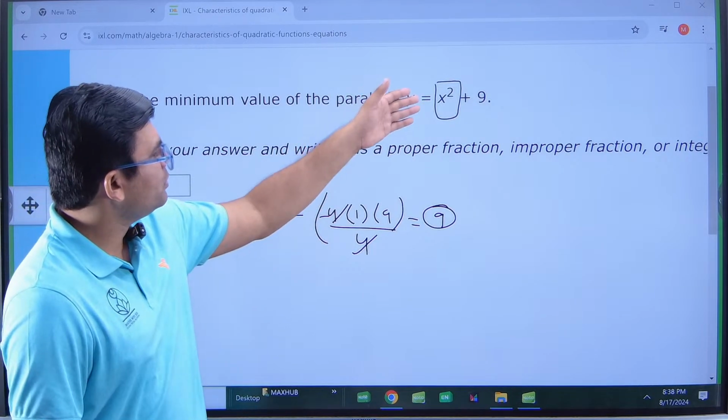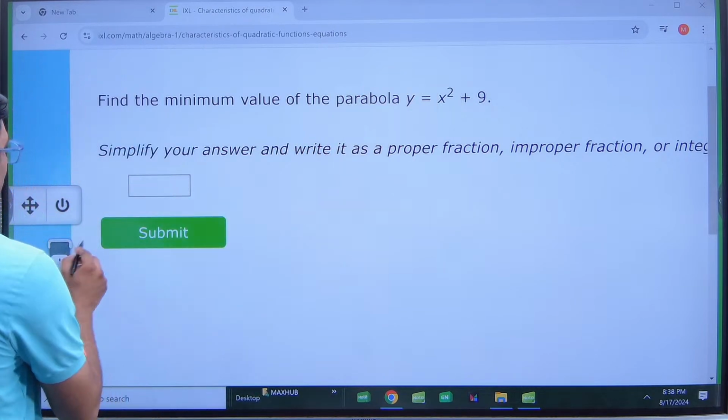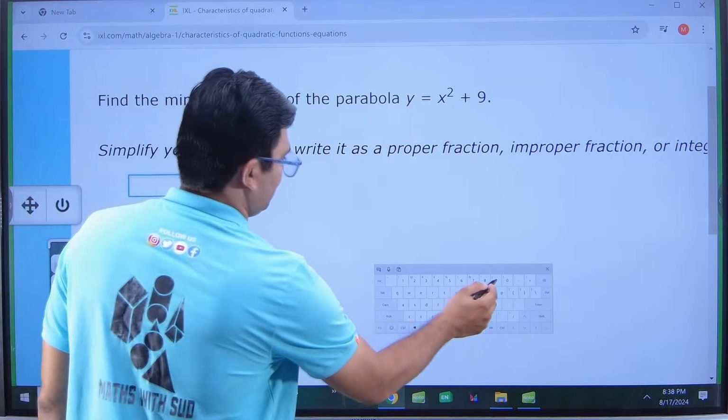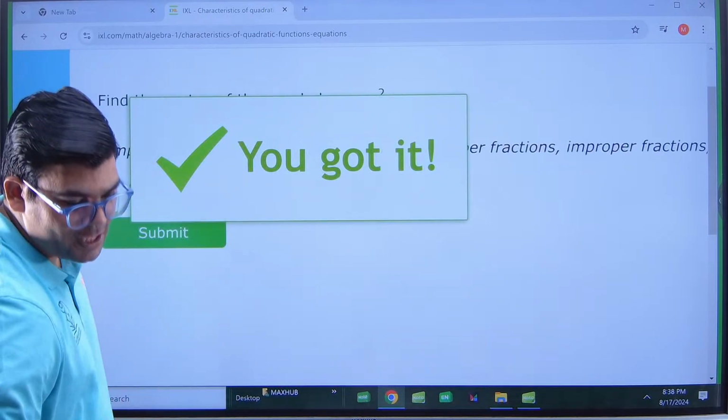Okay, so x square can become 0. So this will become 9. Yes, sir. Somebody is asking, kya ho raha hai sir?